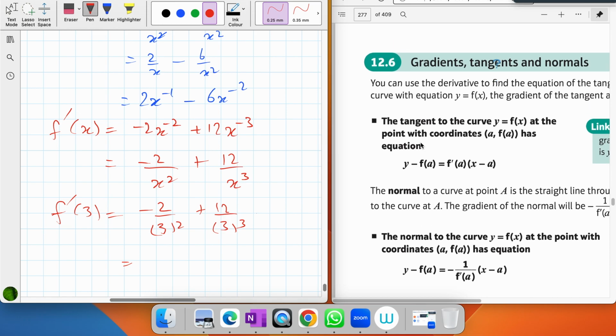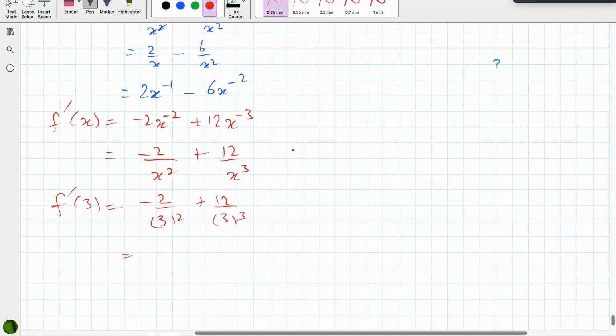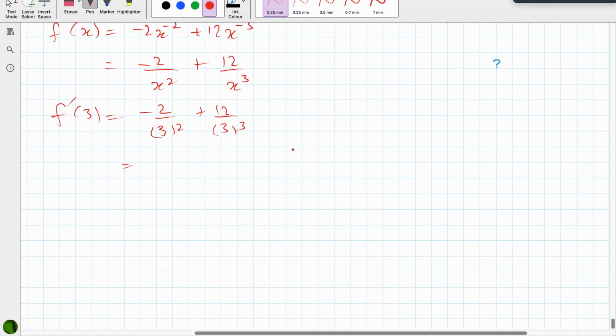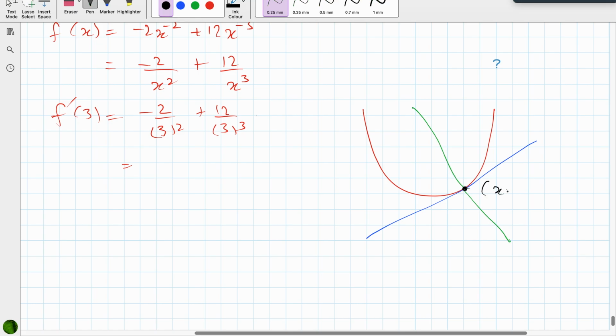Gradients, tangents and normals, the relationship between them, and then definitely practice questions. So let's consider this curve and this blue line and then this green line at this black point.